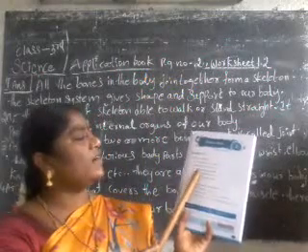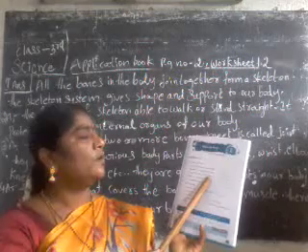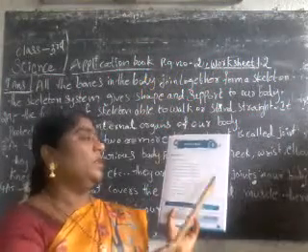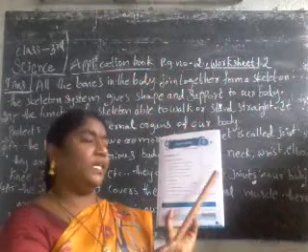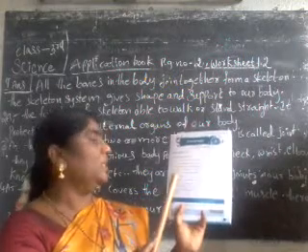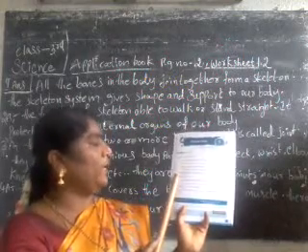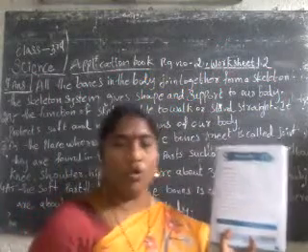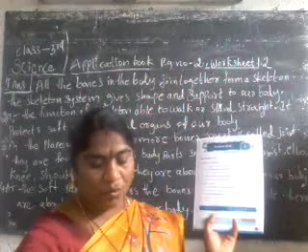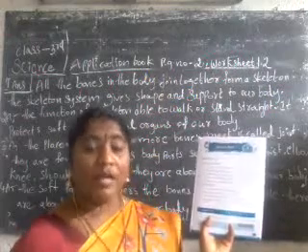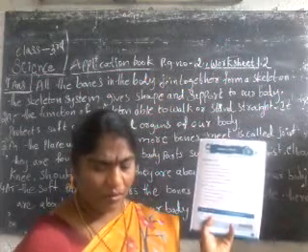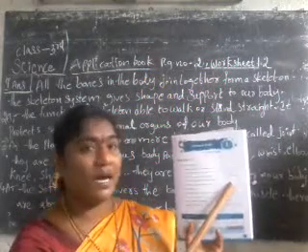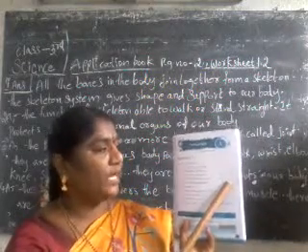Third one, the skull covers and protects the brain. Yes or no? Then the fourth one is false, so here we keep F. Next we go to the fifth one. Ribs protect the lungs and kidneys. No. Ribs protect only the lungs. Yes or no? Then this statement is also false. We have to keep F here.